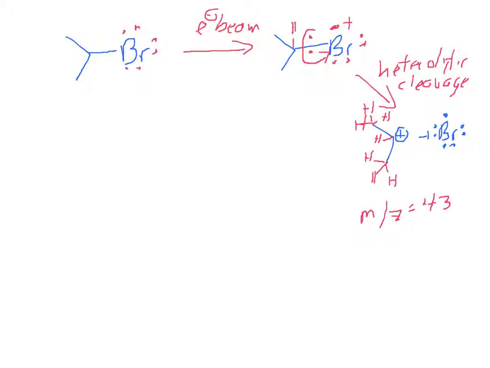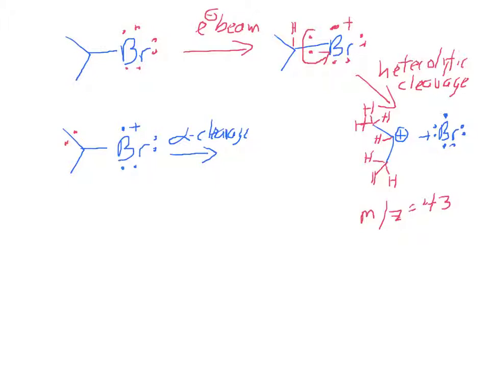All right, let's redraw. I'm going to redraw this over here to show another pathway that this can break up, called alpha cleavage. What alpha cleavage means is essentially a bond that is attached to the carbon that's alpha to the bromine. So this carbon is technically alpha here. This bond right here is going to break, and it's a homolytic cleavage, which means we're moving 1 electron at a time.